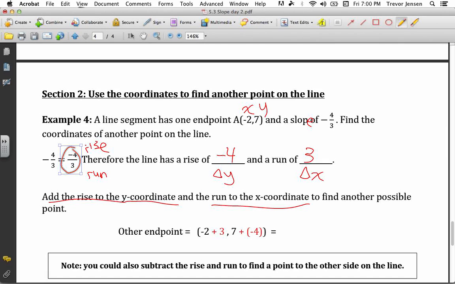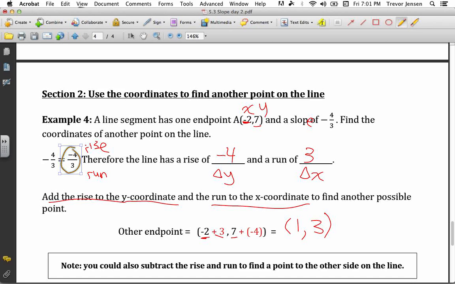So I added the rise, -4, to the y-coordinate, which was 7, and I added the run, 3, to the x-coordinate, which was -2. This gives me a new point. The x-coordinate is -2 plus 3, that's 1. The y-coordinate is 7 plus -4, and adding a negative is just subtracting, so 7 minus 4 is 3. That is another possible point on the line.